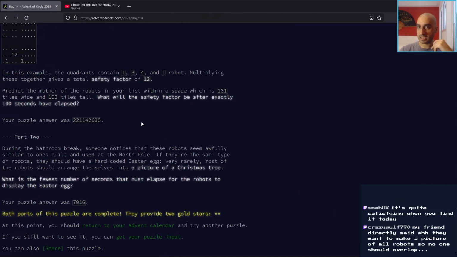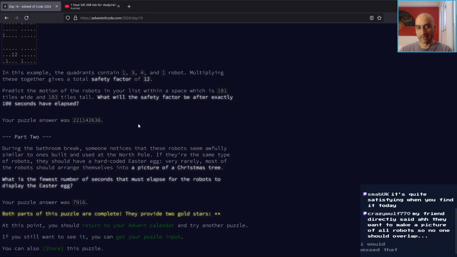My friend director said, they want to make a picture of all robots and no one should overlap. I see. Yeah, sometimes they've had problems involving ASCII art. Like there were a couple where the answer was a number that was written in ASCII art, so you had to actually find and print the ASCII and read the number off.